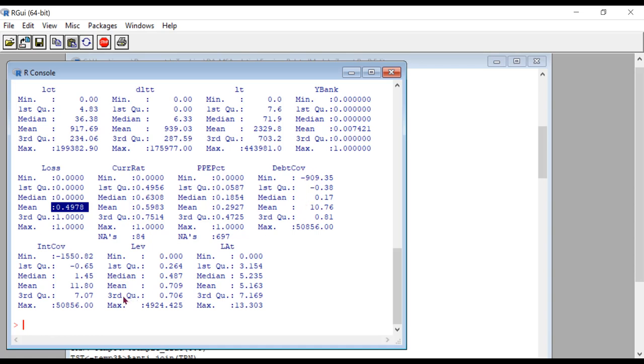This variable is going to cause us some issues. Notice leverage also has some very extreme observations here. And then log of total assets, it's reasonable here.